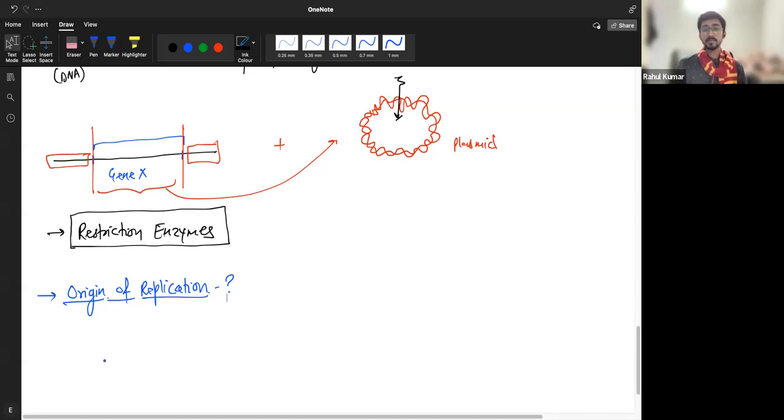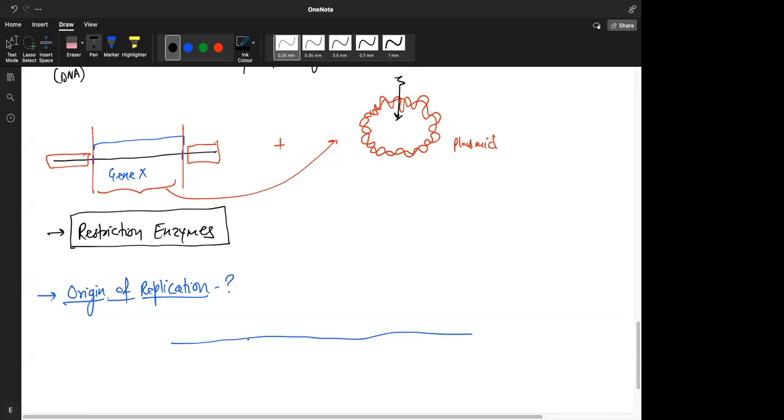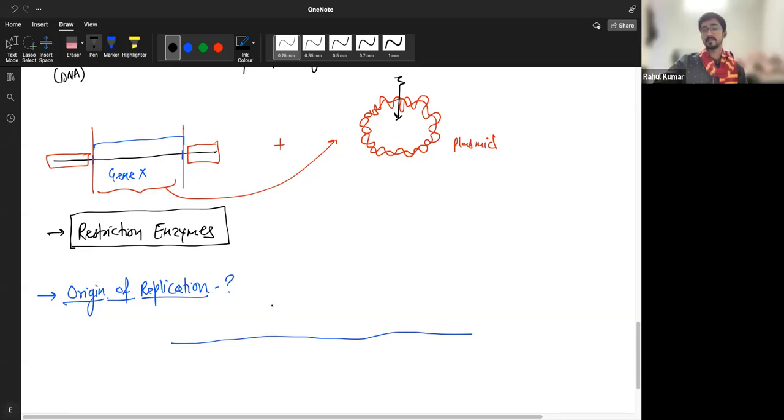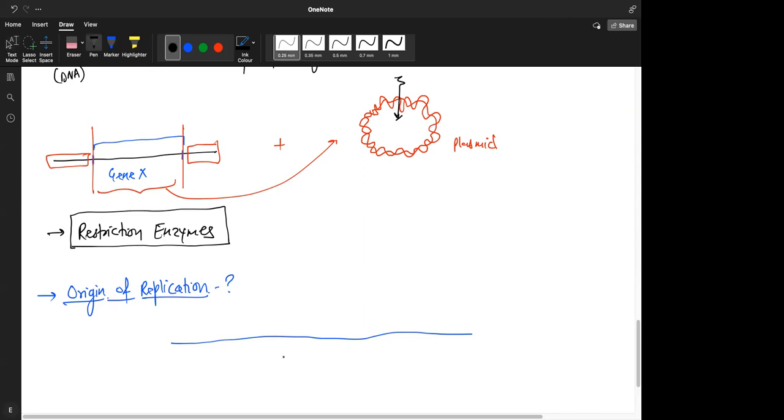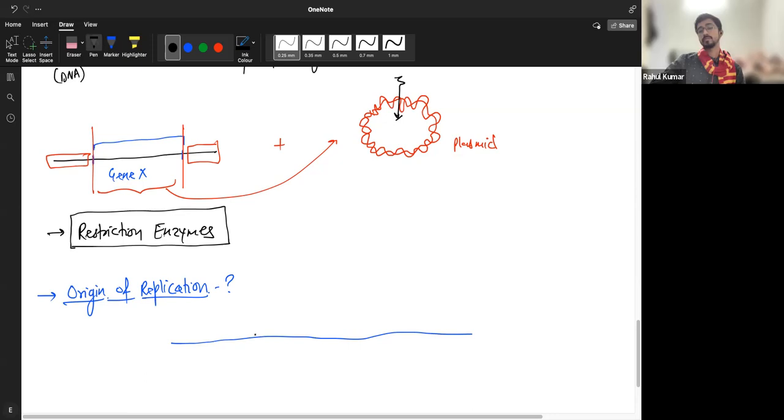So as it says, origin of replication. Let's say this is a DNA thread from the beginning till the end. So you mean to say that there has to be a place from where the replication begins, right? Yes, sir. And in replication, both the strands replicate in a semi-conservative method and two new DNA strands come up, right? Yes, sir. Very good.